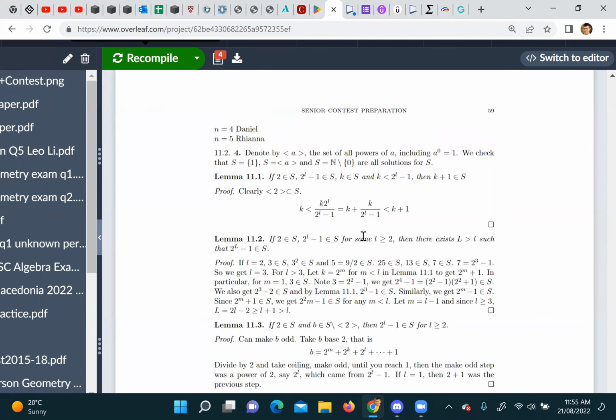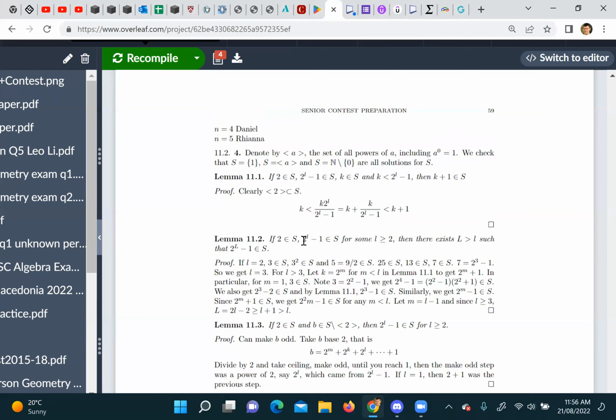So if you can get a 2L minus 1, right, for a small L, then you can get, what am I doing here? So the basic idea is you can get a 2L plus 1. If you get 2L minus 1, you can get 2L plus 1 for all the smaller L's.